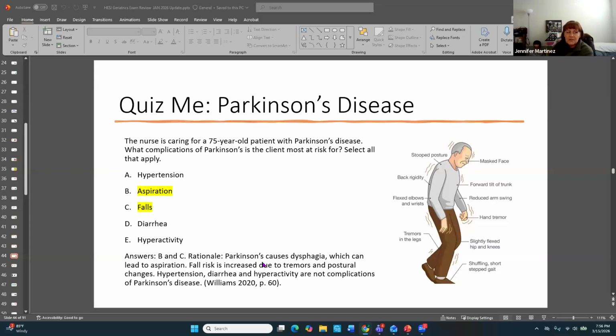So Parkinson's causes the dysphagia, which can lead to aspirations. Fall risk is increased due to tremors and the postural changes.